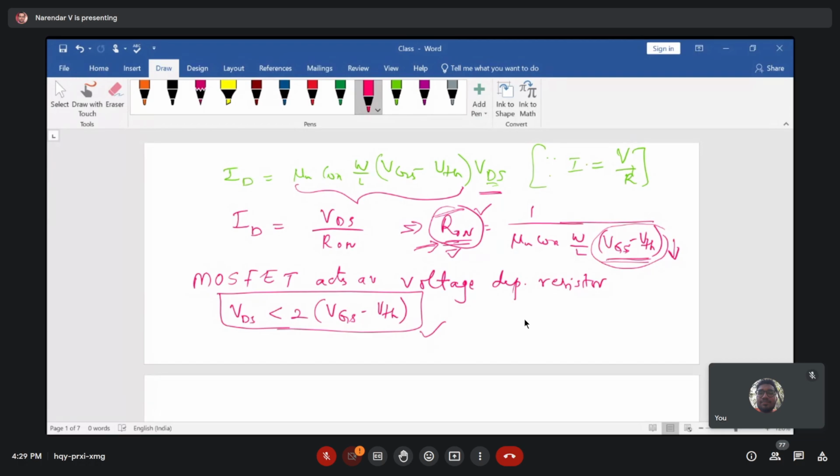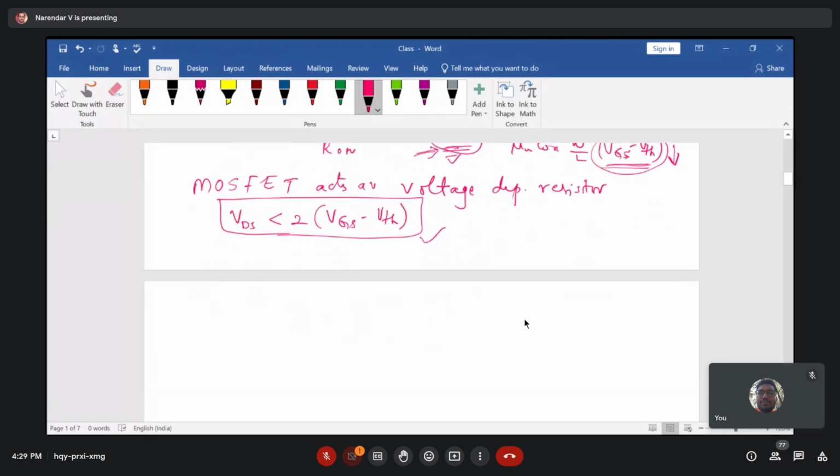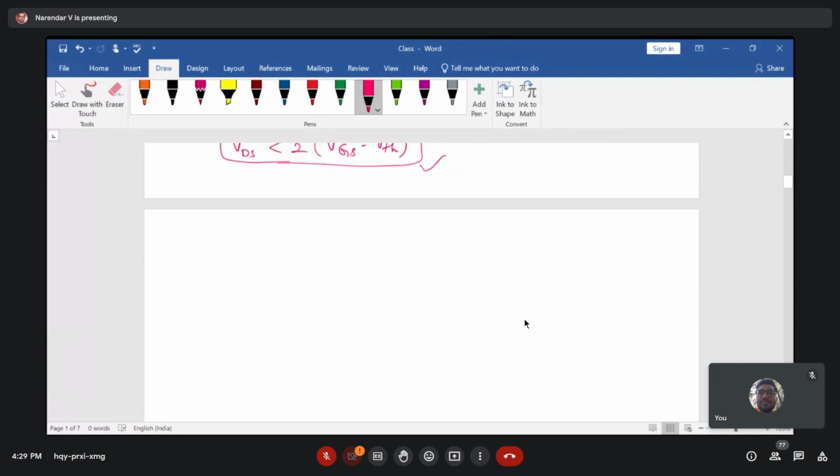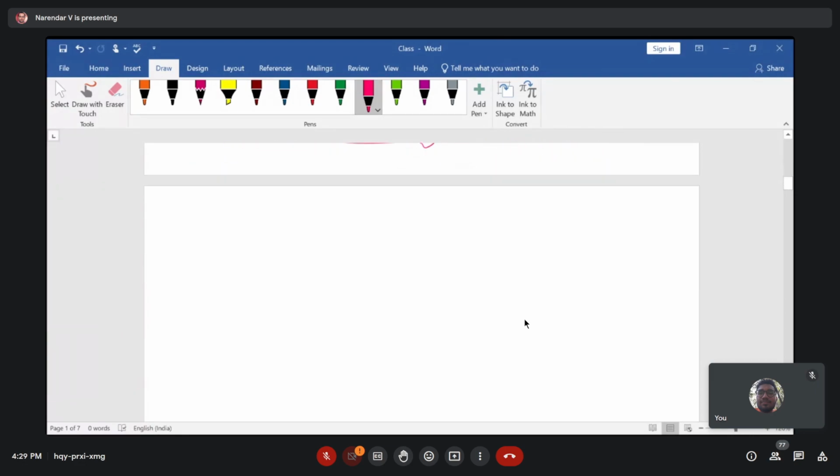Now if you take the saturation expression of your MOS transistor, then let me draw the complete graph of the MOSFET when it is in the linear and saturation region for one value of VGS. Then it is going to be something like this.